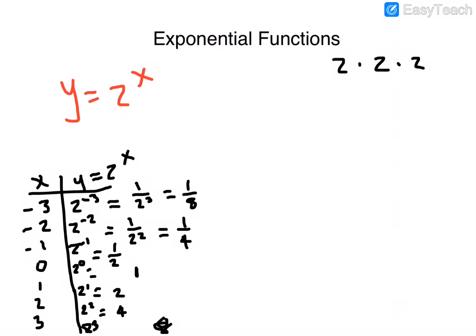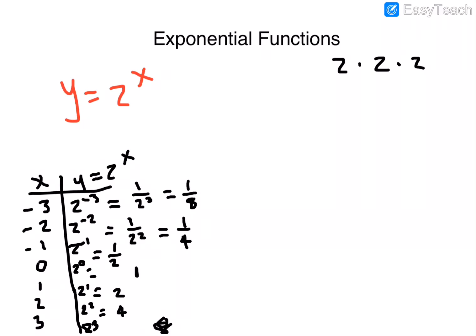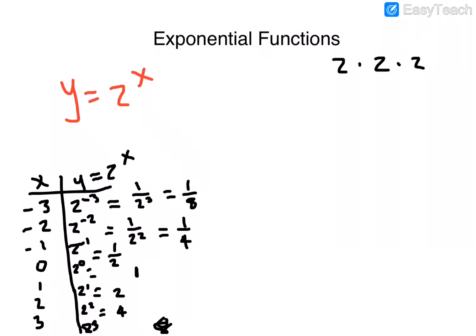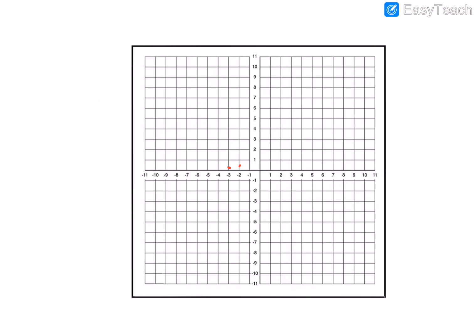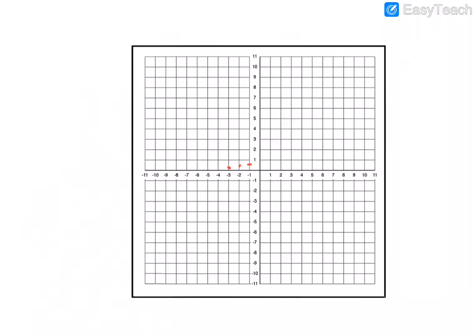So when x is -3, y is 1/8. I'm going to need to use a fine pencil, and let's use red. When x is -3, y is 1/8. That's a fraction. When x is -2, y is 1/4. When x is -1, we're at 1/2, so I am right exactly at half. When x is 0, y is just 1.